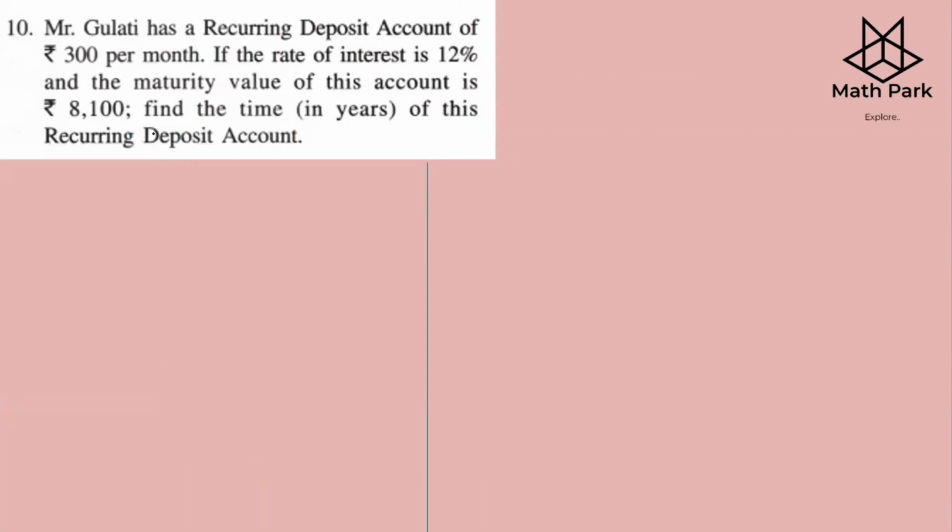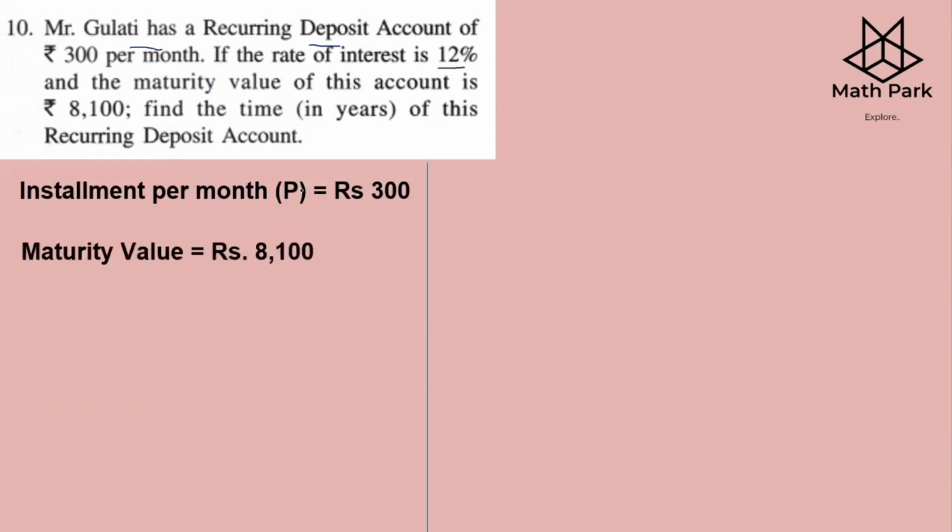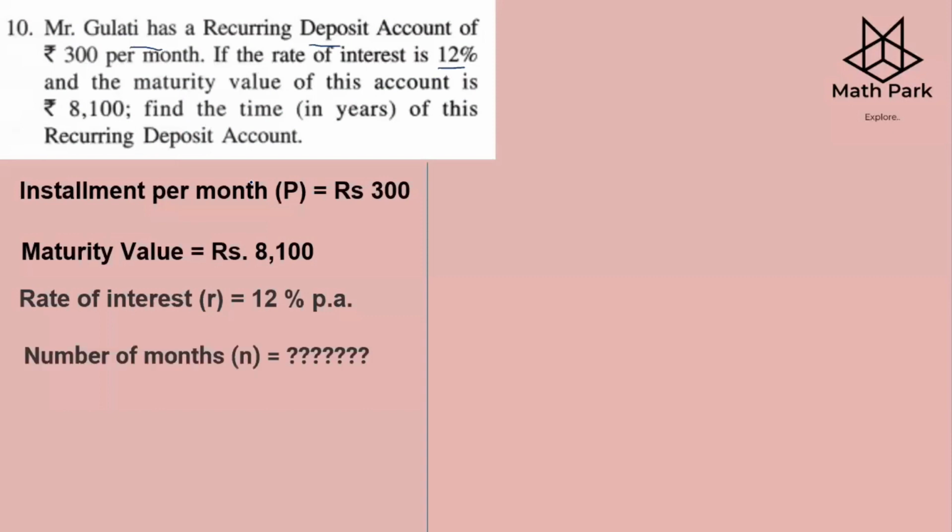Question number 10. Mrs. Gulati has a recurring deposit account of rupees 300 per month. So, P is rupees 300 installment per month. If the rate of interest is 12% per annum and the maturity value is 8,100. So, let us note down the things given. Find the time in years.